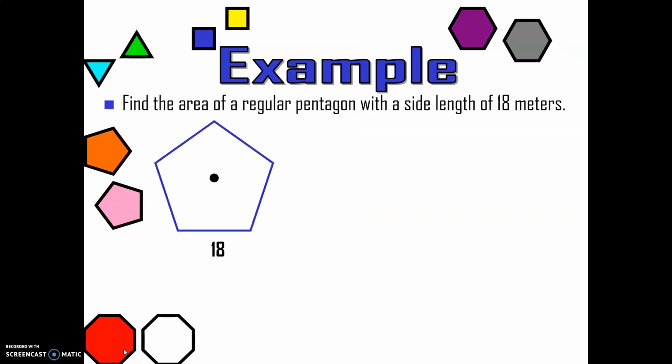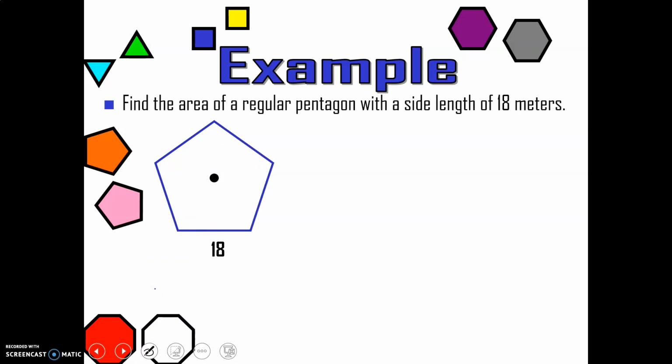And our very first example is to find the area of this regular pentagon with a side length of 18 meters. So again, the word regular means all your side lengths and all your angles are congruent. So every piece of information about that shape is all congruent.